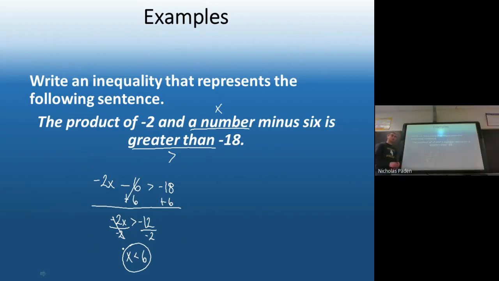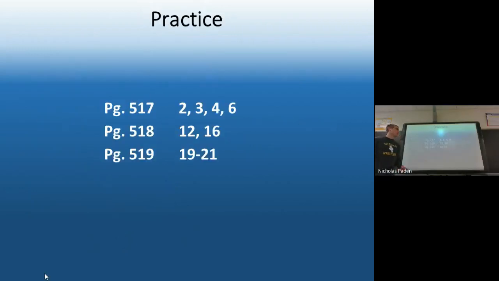So that would be writing a two-step inequality and then solving it and just knowing what you would have to do if you had to graph it. Okay, so we got some questions to work on in our books. Go ahead and work on those. And then we've got one more lesson talking about inequalities.